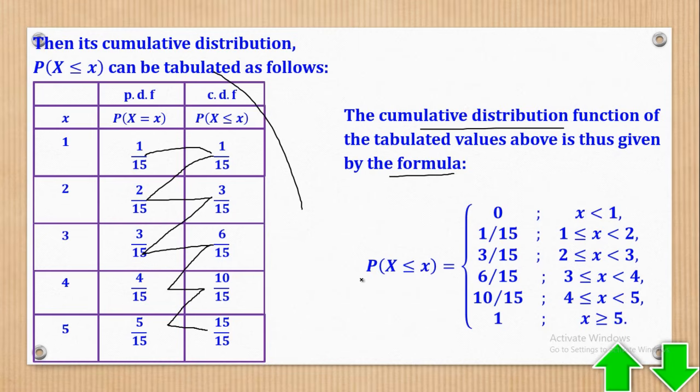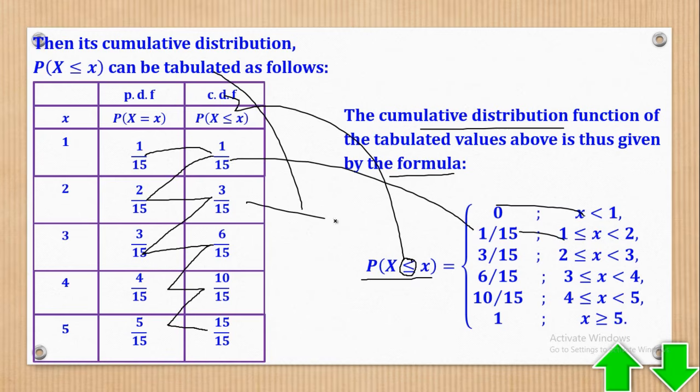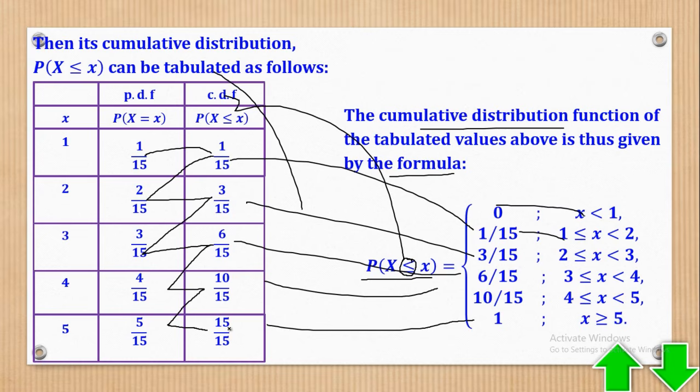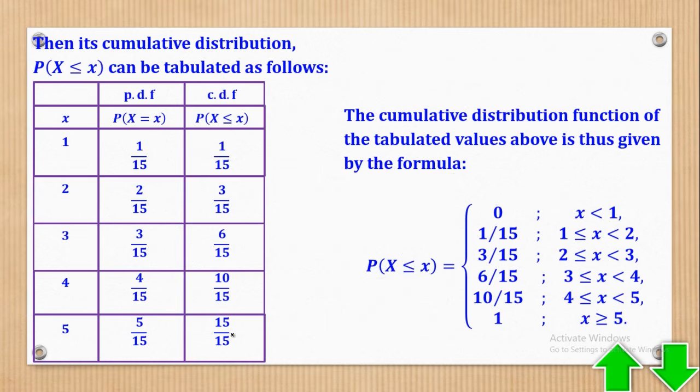So these are tabulated values, but you can also express it in terms of a formula where you say probability of x less than. Now note the inequality. This inequality means it is no longer a PDF, it is now a CDF. So for x less than 1 is 0, then x greater than 1 but less than 2 is that, then this is that, the next is that, next is that, and next is that. So we put 1 because 15 over 15 is 1. So we can either express the CDF by tabulating or by using the formula.